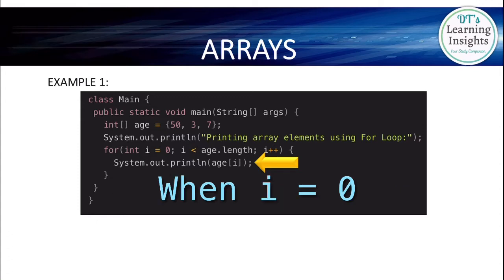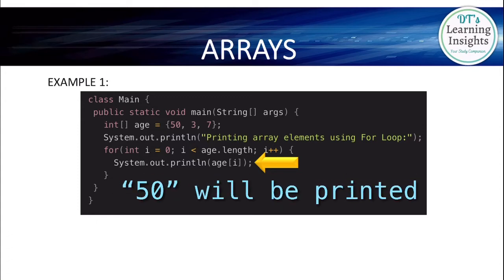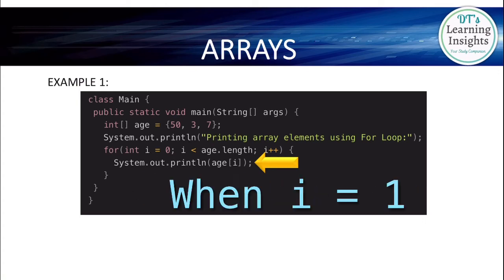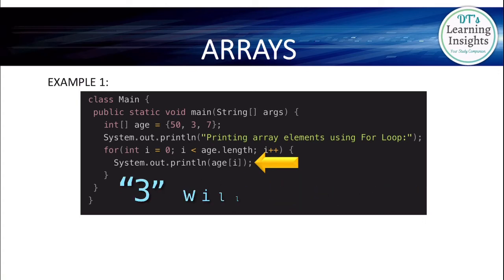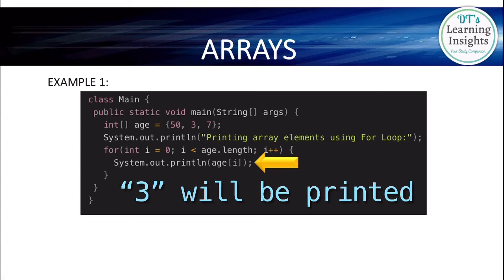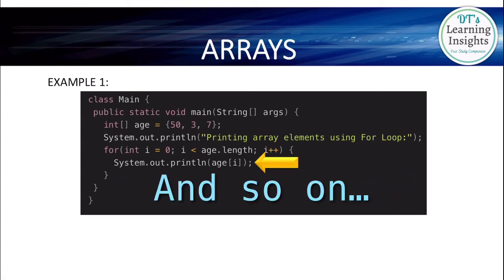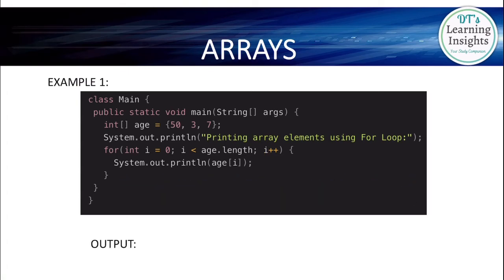So when the value of i is 0, the element at the 0th index will be printed. When the value of i is 1, the element at the first index, which is 3, will be printed, and it goes on. This will be the output.